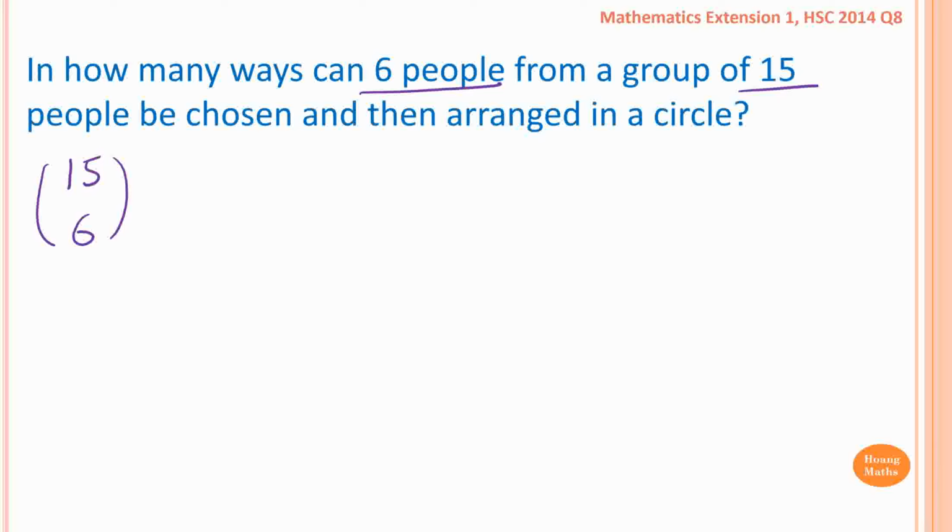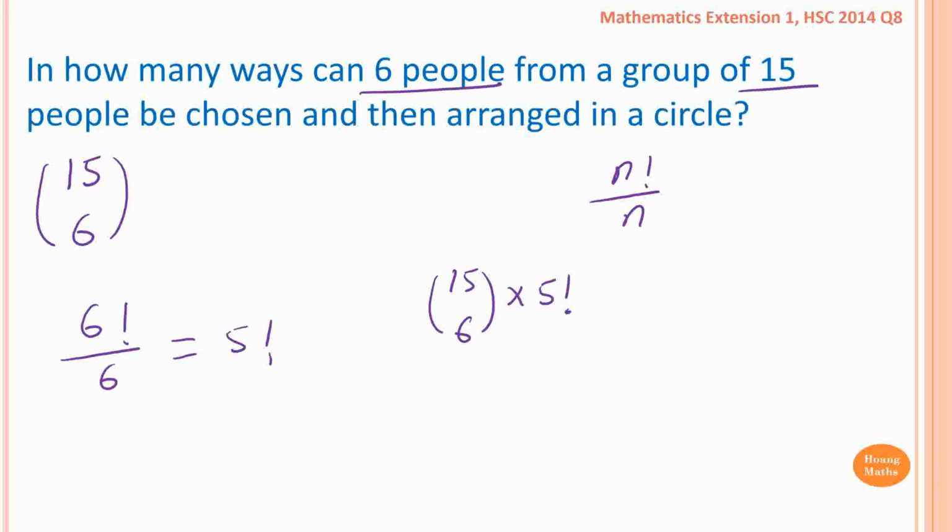So for arranging in a circle, we know that it is n factorial over n. We have 6 people to arrange in a circle, so that is 6 factorial over 6. So that is 5 factorial if you like. So now we just multiply them together, which is 15 choose 6, which is 15C6 if you like, times 5 factorial equal to, so just put this on a calculator.